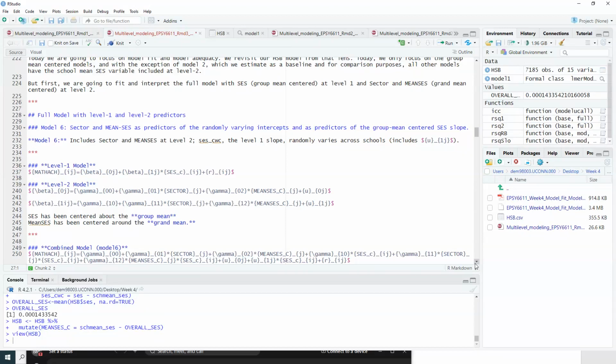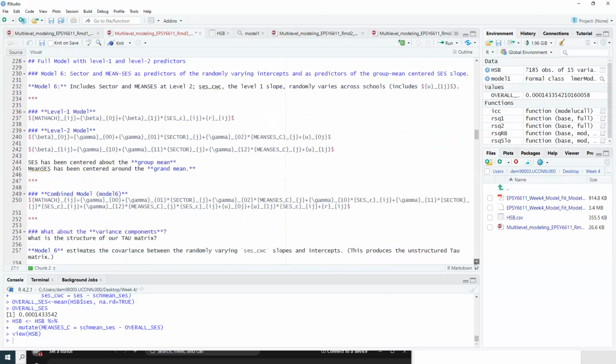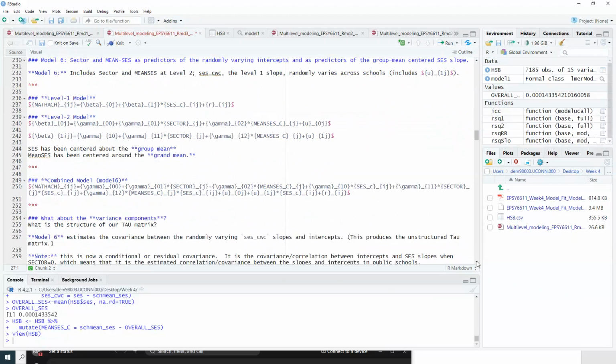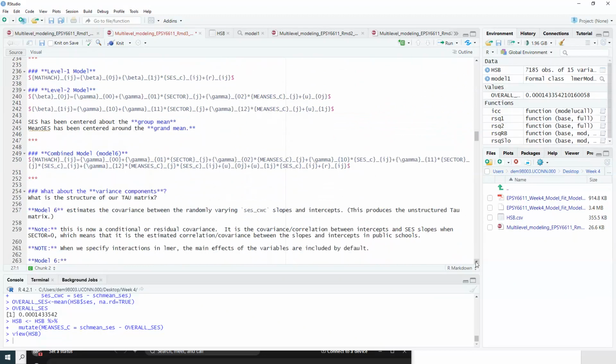Model 6 is this full contextual model where I have SES centered around its group mean, and I have mean SES, which I've centered around the grand mean. Now I want to look at what would be called a contextual model, or a slopes and intercepts as outcomes model. I've got level 1 and level 2 in the combined model. Let me turn to this page. Everybody with me?